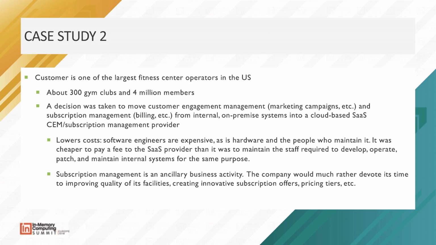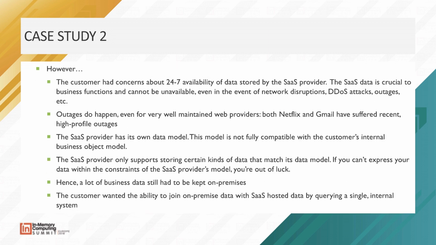But they had all of this data stored in the cloud, and the problem with putting something in the cloud is it may not be available. There may be network disruptions, there may be DDoS attacks. I mean, outages do happen even for Netflix and Gmail. And the other thing is that this SaaS provider had a very specific data model. It didn't agree with the customer's existing business objects model.